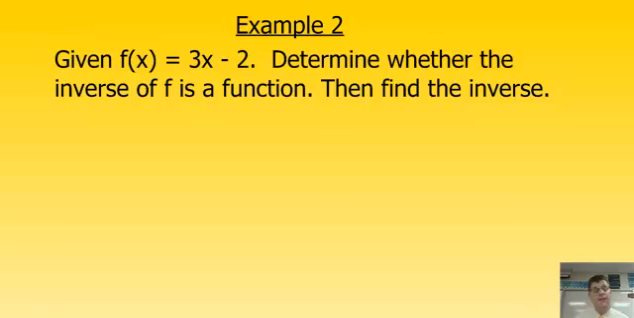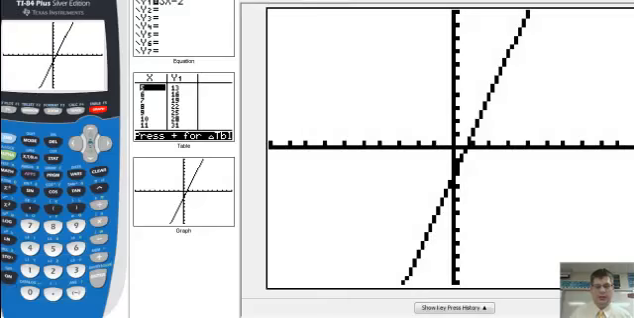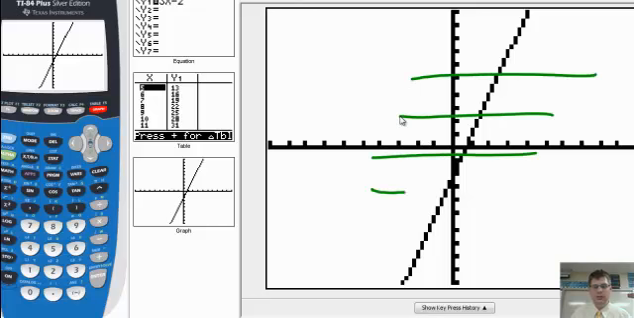Moving on. So we want to take this function f of x equals 3x minus 2 and determine whether the inverse of f is a function. And then we want to find the inverse. So we can take a look at, I just graphed it on the calculator. So it looks like this. It's a line, and if we were to draw a bunch of horizontal lines, do our horizontal line test, it would clearly pass. It wouldn't cross more than once. So yes, its inverse would be a function.